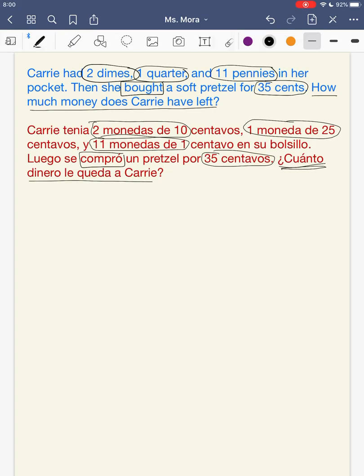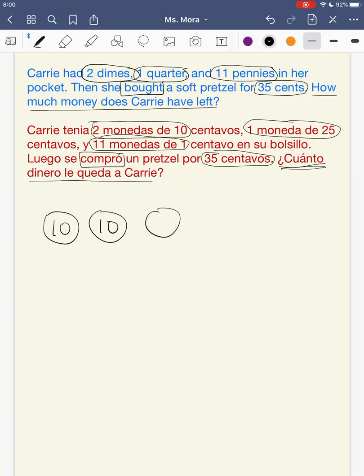Okay, guys. So, first we're going to start off by drawing our coins. So I'm going to draw my 2 dimes. And they're each worth 10 cents. A quarter, which is worth 25 cents. And 11 pennies. And remember, for my pennies, I'm just going to write the value inside of 1 circle. So that's my total. Okay, and then she bought a pretzel for 35 cents, so hopefully you thought about it while I was explaining the question in Spanish. And when you buy something, you're taking away. So she's taking away 35 cents.